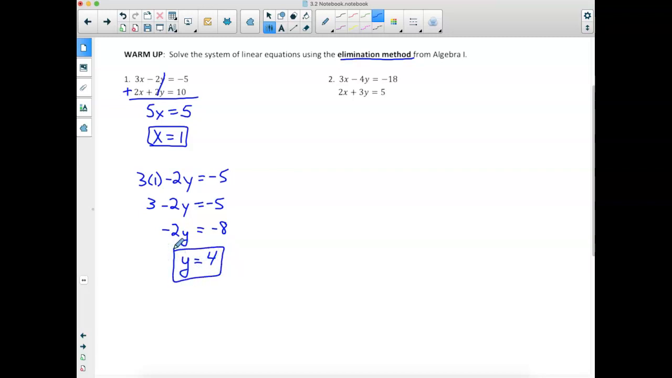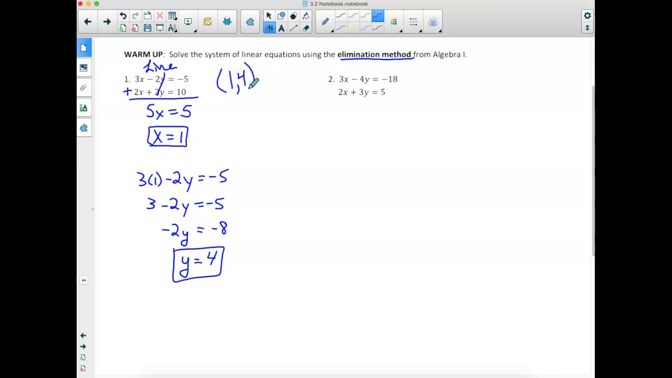Well, the actual solution to a system of equations, because both of these are lines, is where those two lines intersect, which would be at (1, 4). Okay, so that would be the solution to that system.